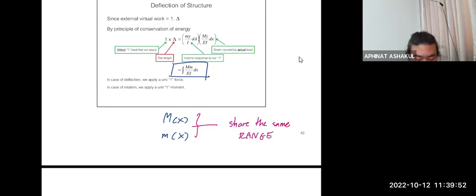For example, if the big M equation is applicable from x equal to 0 to x equal to 5, your small m should be of the same range. That is from x equal to 0 to x equal to 5, not x equal to 3 or 2. Can't multiply the two functions that have different domains. Okay? That's it.